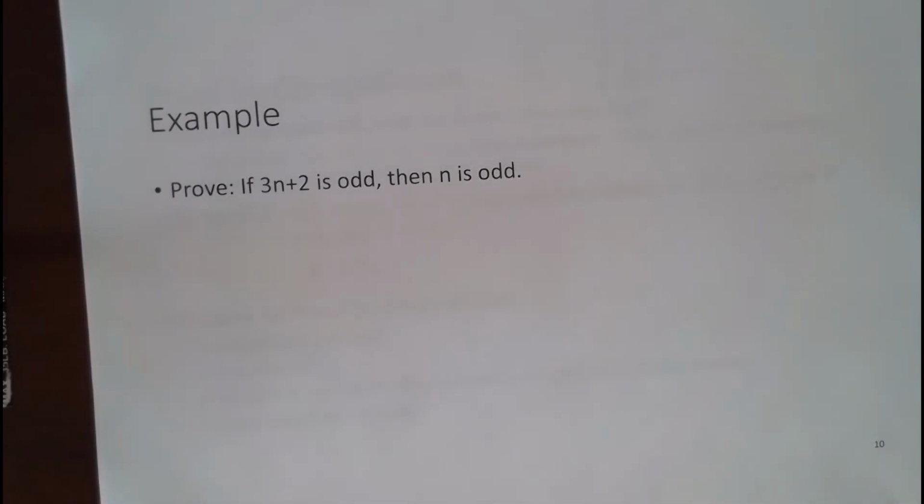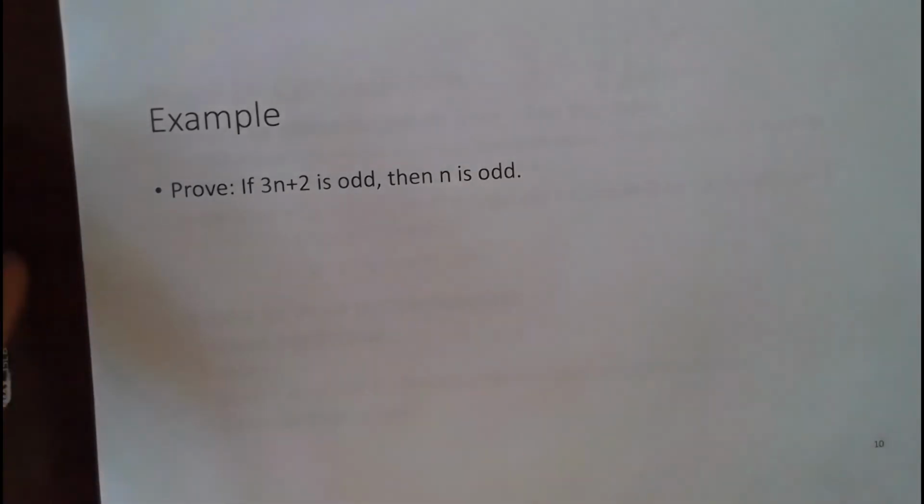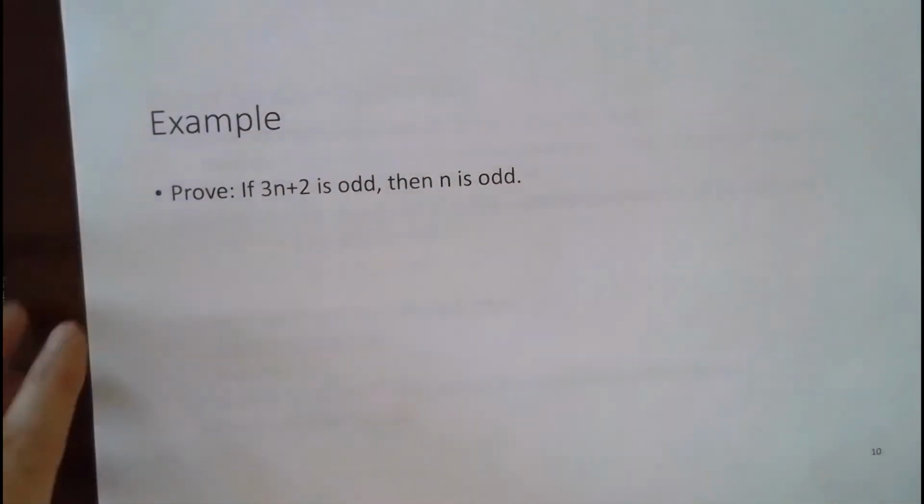All right, so if 3n plus 2 is odd, then n is odd. Now, truth be told, if you had to do this proof, you would do a direct proof. But we're going to go ahead and show that you can use an indirect proof. There are other ones where it's actually more natural to use an indirect proof than a direct proof. But this one, we're just going to do it to show that you can. Because your book is going to make you do that too.